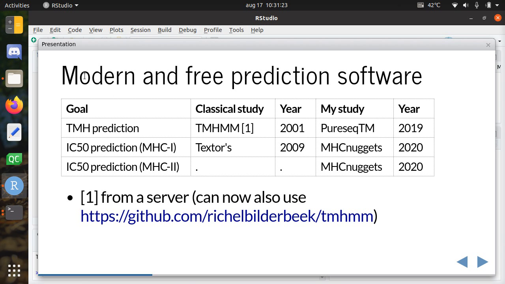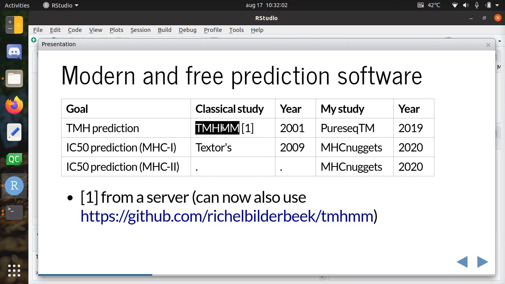So to start with that, in the earlier study there were two goals, which was to predict a transmembrane helix and to predict how much an epitope binds, or how much a peptide fragment binds, in this case only to MHC1. The classical study used TMHMM, which was written in the year 2001. And for the IC50 prediction, one of the authors wrote his own way of doing so based on a study in 2009. But this is not generally used by other people.